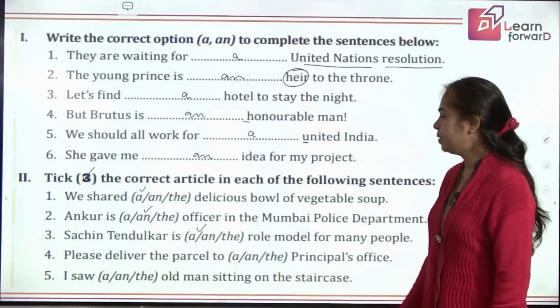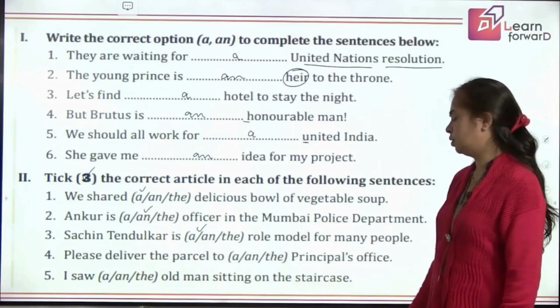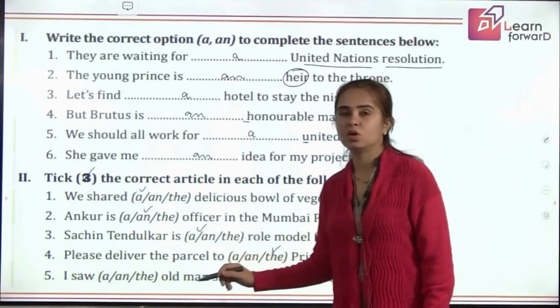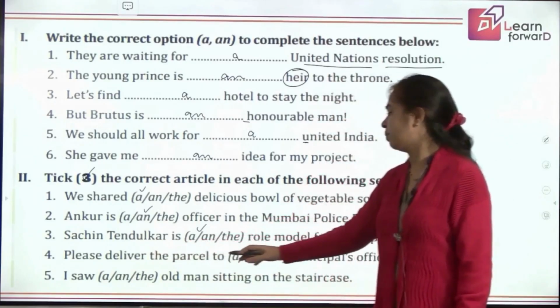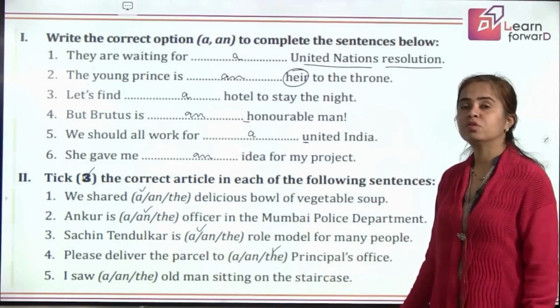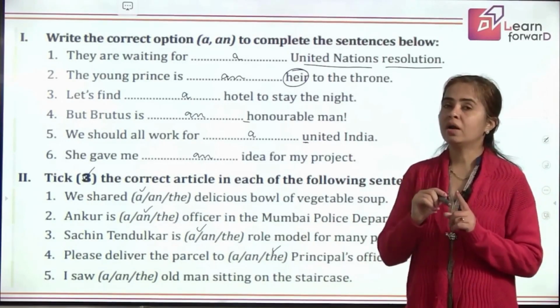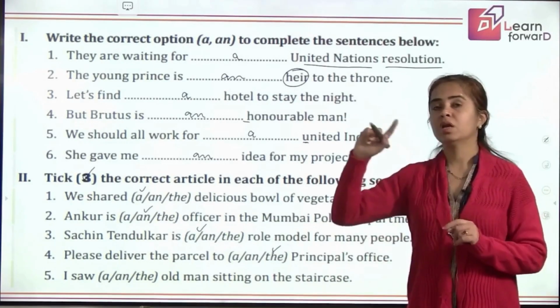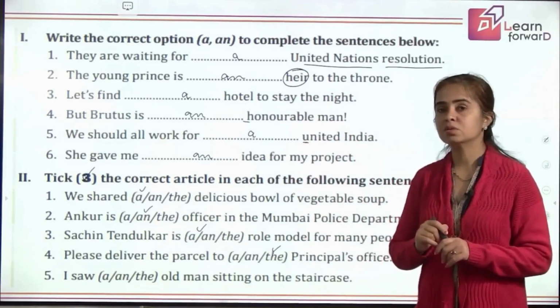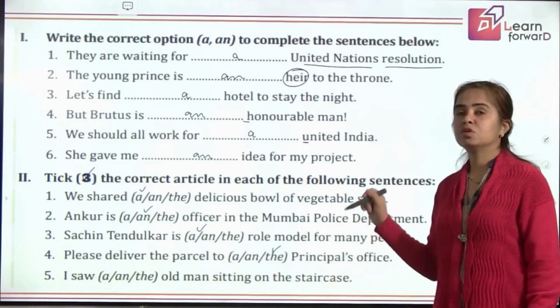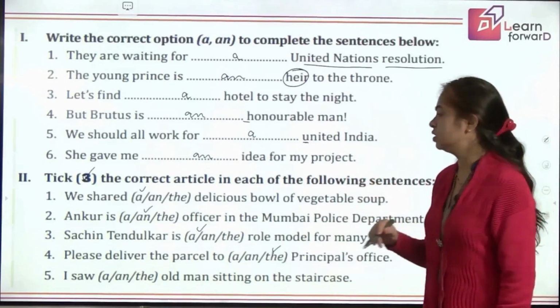Next, people deliver the parcel to the principal's office. Yes, please, sorry, not people. Please deliver the parcel to the principal's office. Now, why are you saying "the principal's" here? Because you are talking to somebody and you are talking about the principal of a particular school. So you are saying please deliver the parcel to the principal's office. That means the principal of this school only.